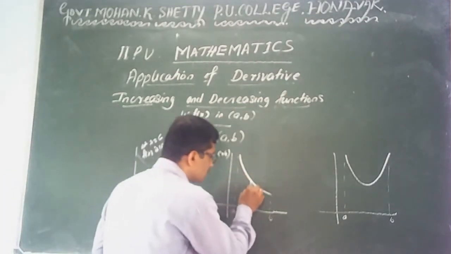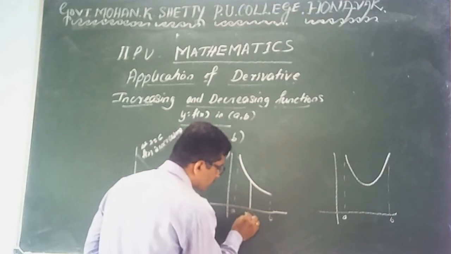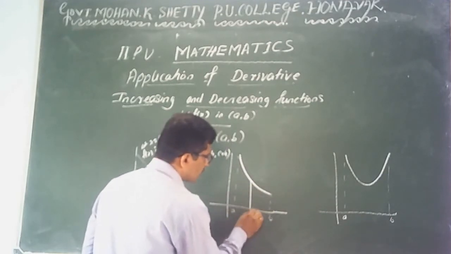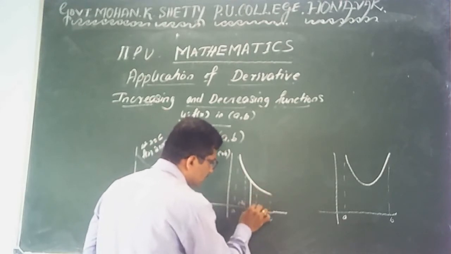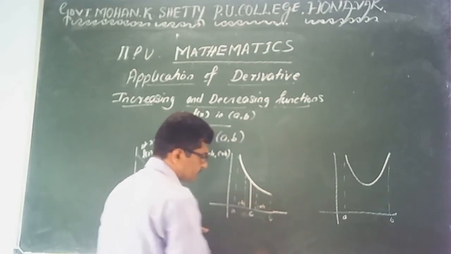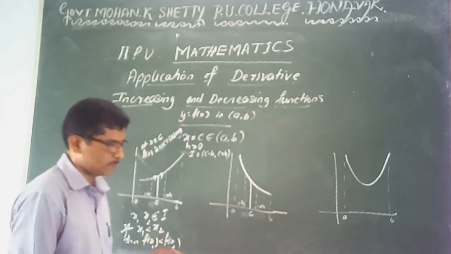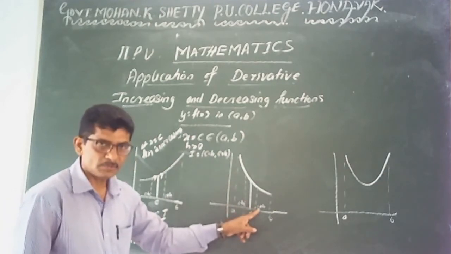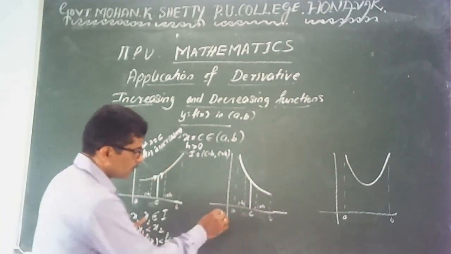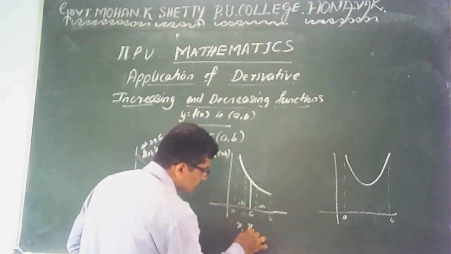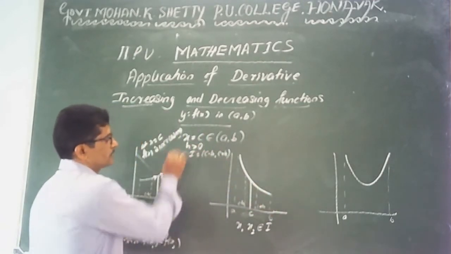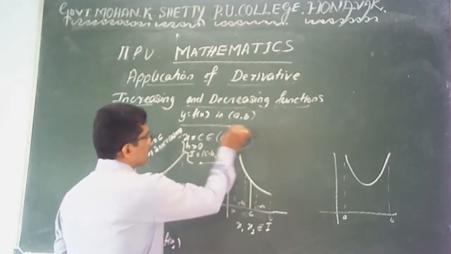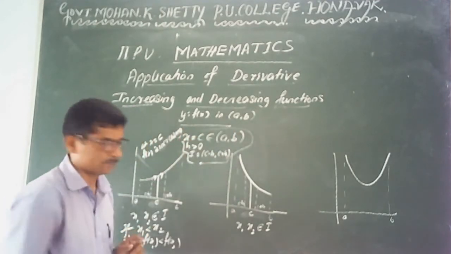Similarly, here in this case you can take c equal to this point. Here also you can take the neighborhood points c minus h and c plus h. Clear? Here also x1 and x2 belong to the interval c minus h to c plus h. Is it clear?